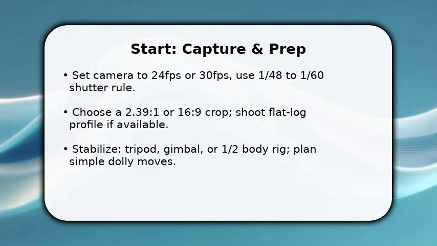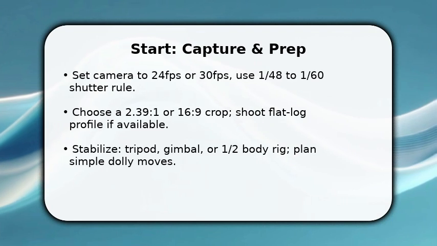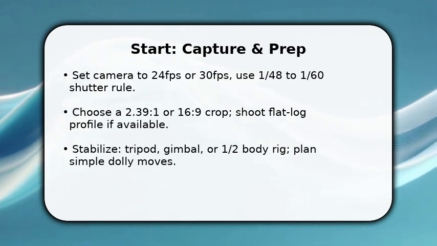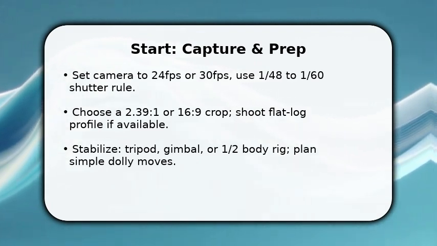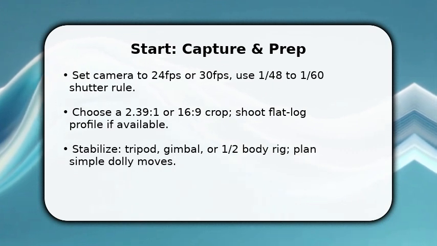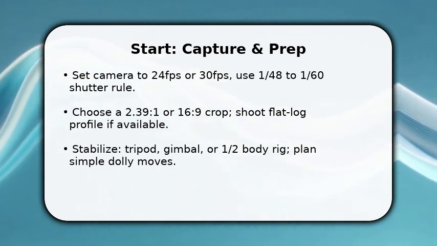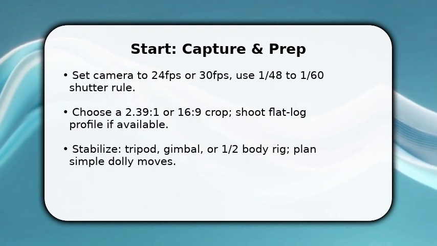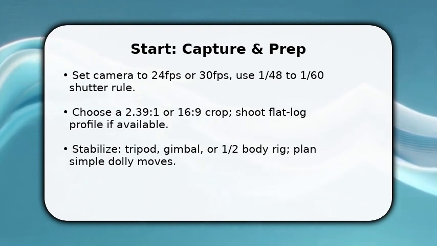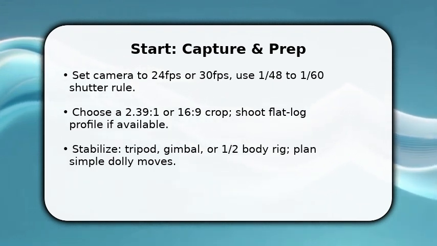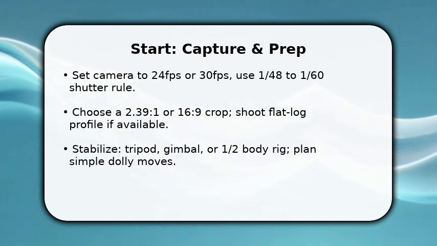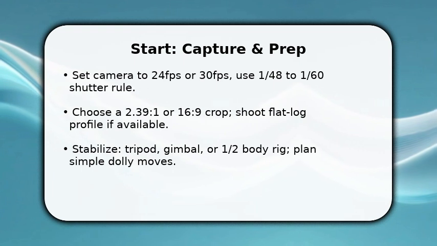You begin by dialing in capture settings that set the cinematic foundation. Pick 24 frames per second for classic motion or 30 for a slightly smoother look. Then set your shutter to roughly double the frame interval, for example 1/48 or 1/60, to preserve natural motion blur. Once done, switch to a flat or log picture profile to retain highlight and shadow detail for grading later.